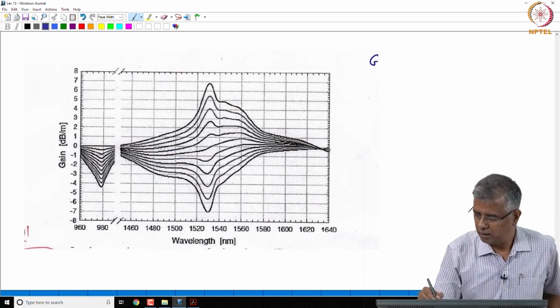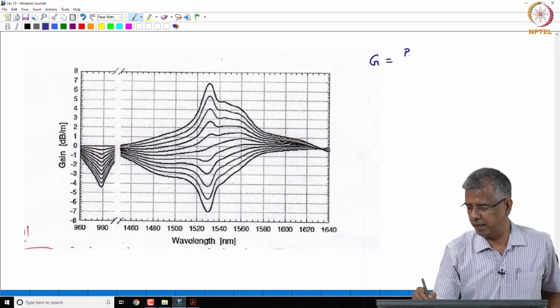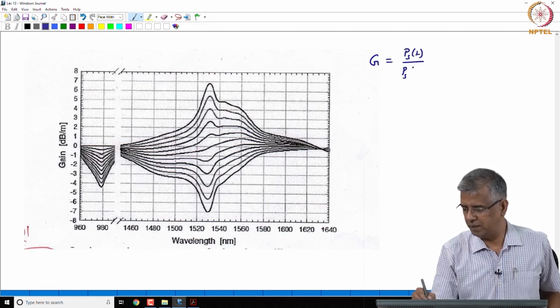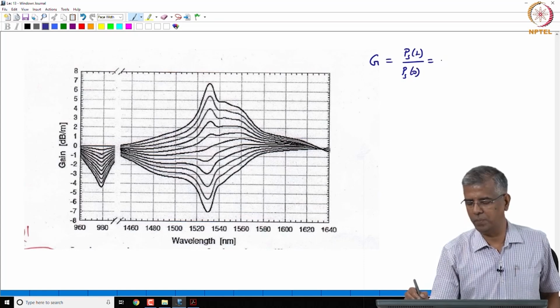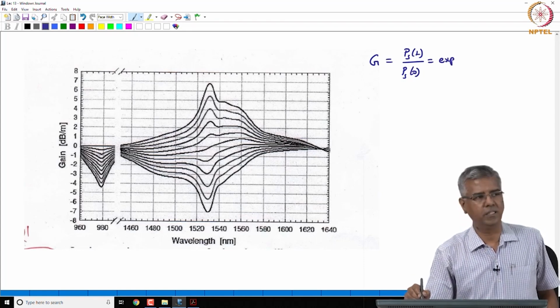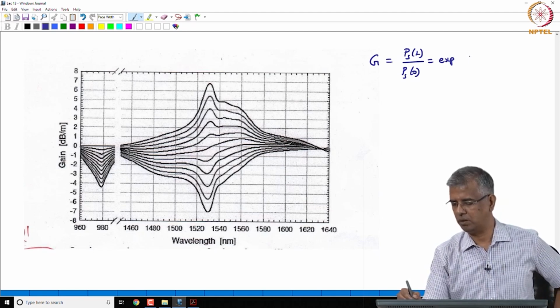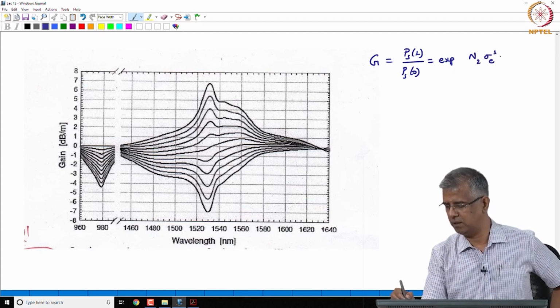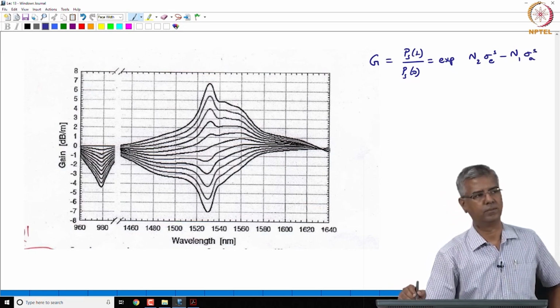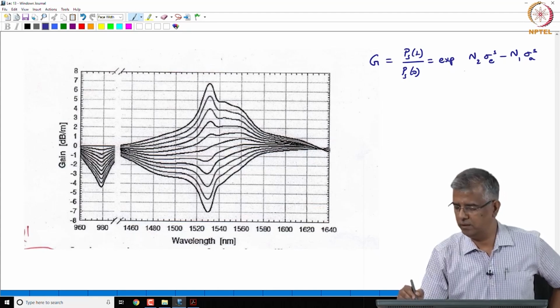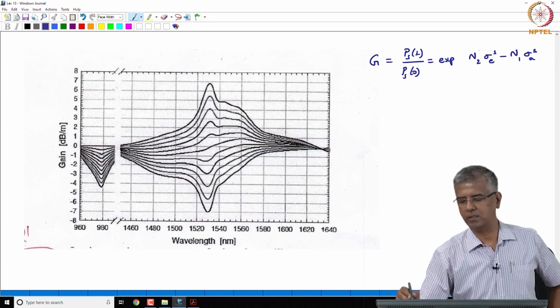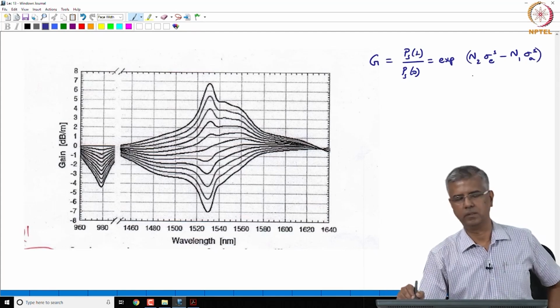So, my overall gain, which is given by Ps of L over Ps of 0, is now going to be exponential of this factor. You have n2 sigma E s minus n1 sigma A s, right. But this is not a constant now, right.